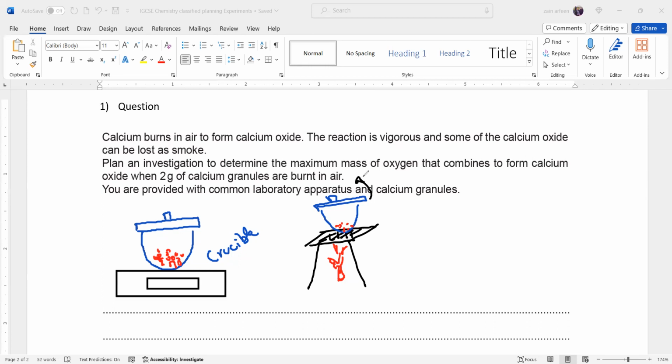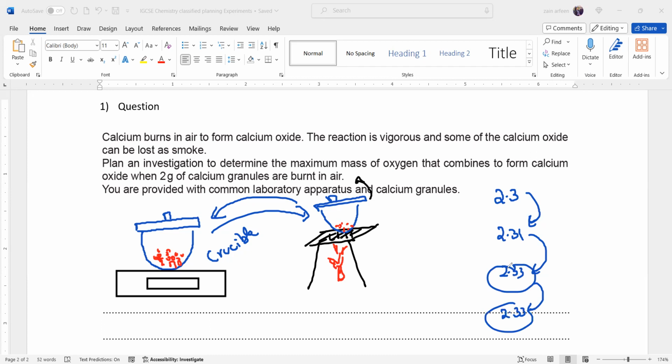And then we will reweigh, measuring the mass again. First we measure the mass of the crucible, lid and calcium. Then we place it above the Bunsen burner, heat it and open the lid time to time. And then we reweigh. But until what point do we reweigh? Until the mass does not change, because once the mass is not changing, we know that all of the calcium has turned into calcium oxide. For example, in the beginning the total mass was 2.3. When we heated for some time and measured, it was 2.31. Then we heat again, it becomes 2.33. Then we heat again and reweigh, it is 2.33. So when the mass is not changing, we are sure that all of the calcium has turned into calcium oxide.